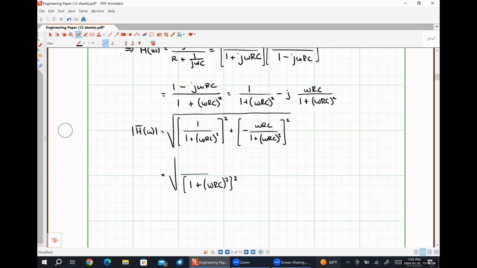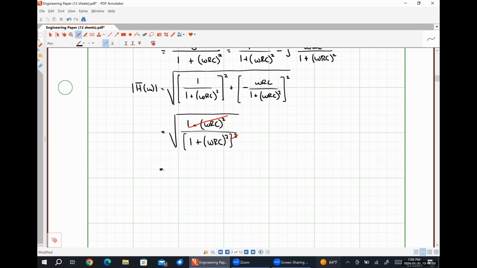In my numerator, I have 1 plus (omega RC) squared. So this guy right here winds up canceling one of those powers. And what I'm left with is 1 divided by the square root of 1 plus (omega RC) squared. So this is what my magnitude response is going to look like.